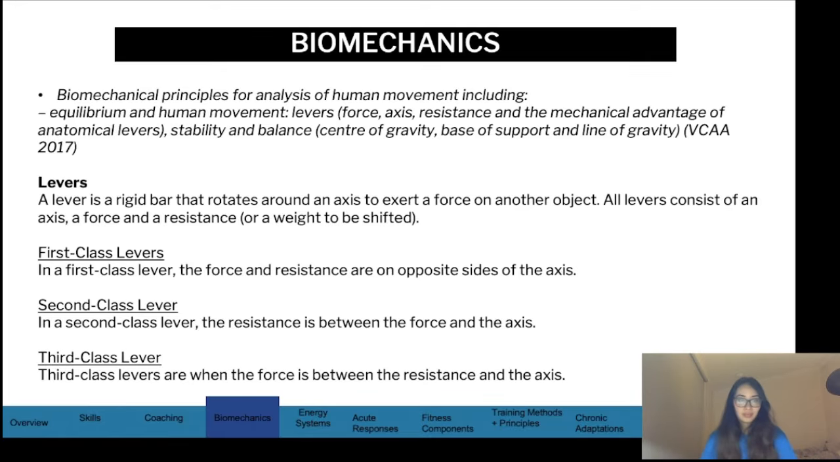So, a lever is a rigid bar that rotates around an axis to exert a force on another object. All levers consist of an axis, a force, and a resistance. Your teacher might use other words, but I prefer using these terms. VCAA approves both sets of terms, but this is the one I'm going to use. We'll have some diagrams in a minute. We've got three types of levers, which you do have to memorize: first, second, and third class levers.